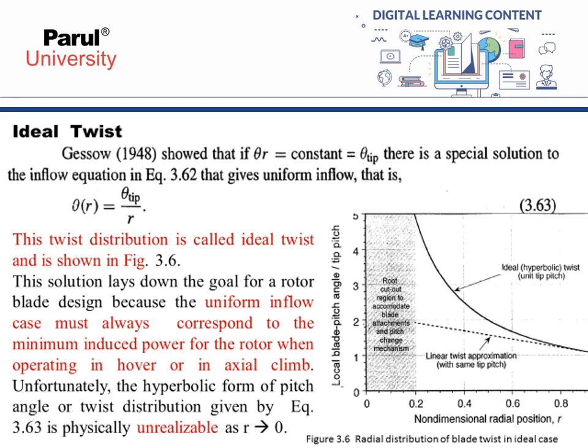In the figure, the radial distribution of blade twist in the ideal case, we can see the local blade pitch angle, with the tip pitch represented on the y axis and the x axis the non-dimensional radial position r. We can see the figure shows the ideal hyperbolic twist with unit tip pitch, and the dotted line is nothing but a linear twist approximation with the same tip pitch. And this region, 0 to r root, is the root cutout region to accommodate blade attachment and the pitch change mechanism.